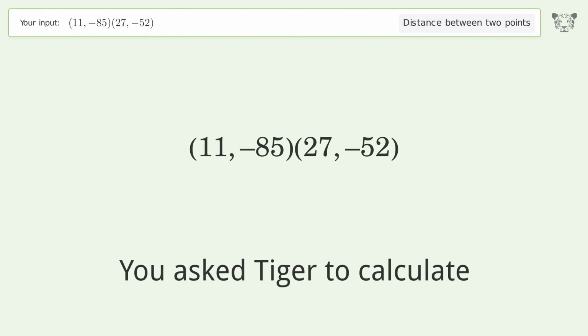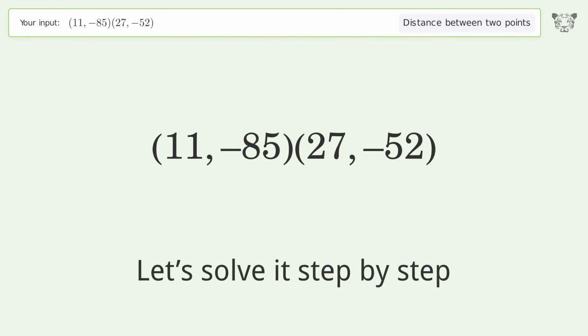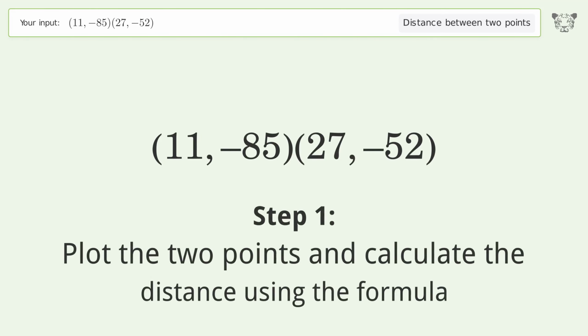You ask Tiger to calculate. This deals with the distance between 2 points. The distance between the 2 points is the square root of 1345, or 36.674. Let's solve it step by step. Plot the 2 points and calculate the distance using the formula.